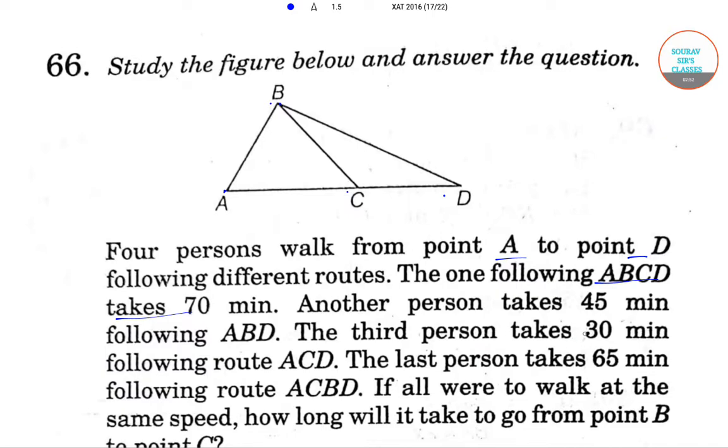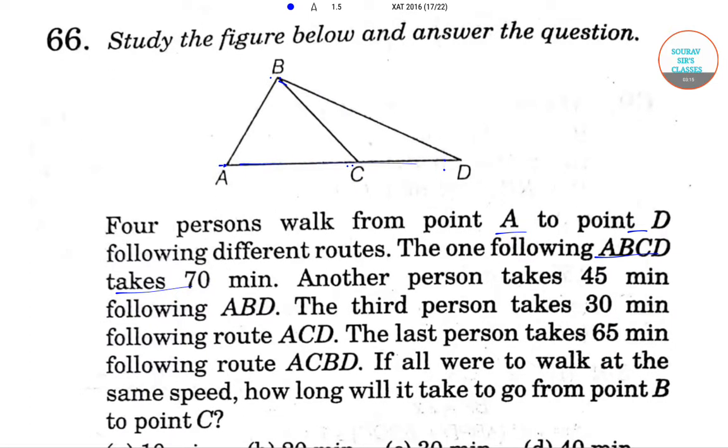The third person takes 30 minutes following route ACD. So traveling ACD takes 30 minutes. The last person takes 65 minutes following route ACBD. ACBD takes 65 minutes. If all were to walk at the same speed, how long will it take to go from point A to point C, from point B to point C?